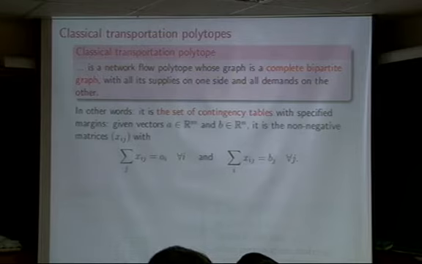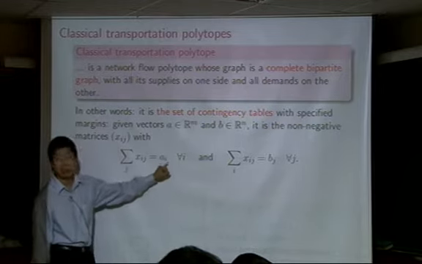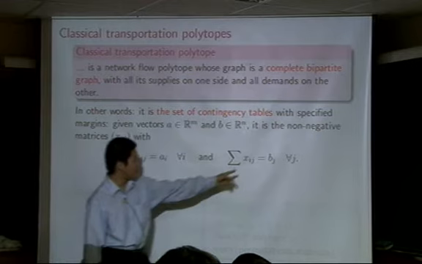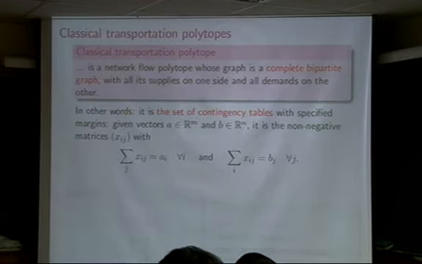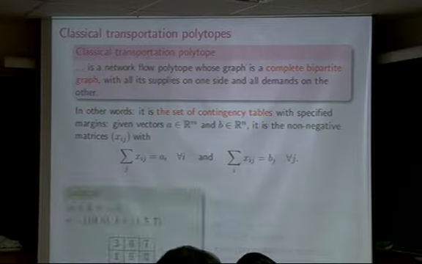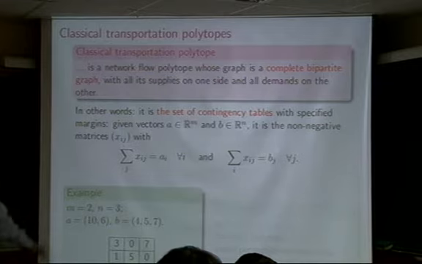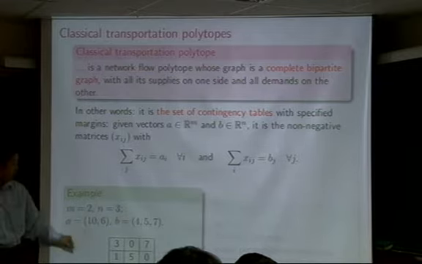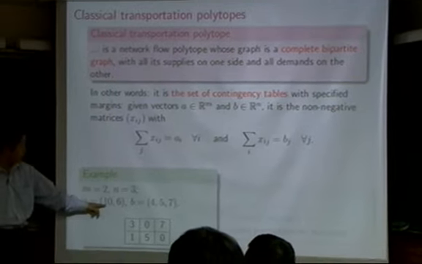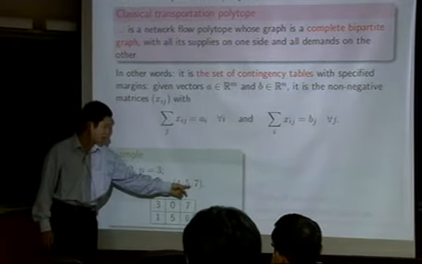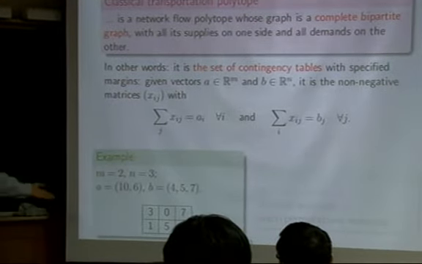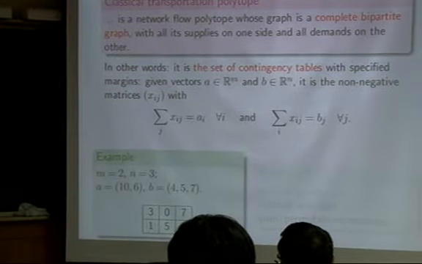Another way to say this is that you're looking at all of the matrices, or the contingency tables. All the matrices where the ith row adds up to some pre-specified value A_i, and every column adds up to some pre-specified value B_j. To be very explicit, let's talk about 2 left nodes and 3 right nodes, or in other words, all the 2 by 3 matrices with non-negative entries, where the first row adds up to 10, the second row adds up to 6, the middle column adds up to 5, and so on. And here's an example of a point that lives inside the polytope I'm trying to talk about.